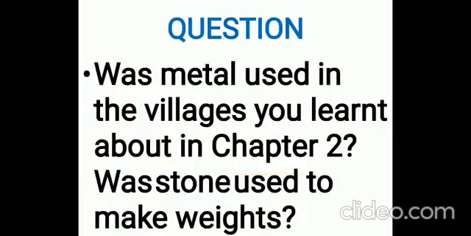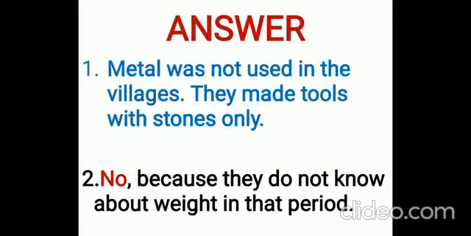Second question: was metal used in the villages? You learned about it in chapter 2. Was stone used to make weights? Let's see the answer. Metal was not used in the villages. They made tools with stones only. And no, stone was not used to make weights, because they did not know about weights in that period.